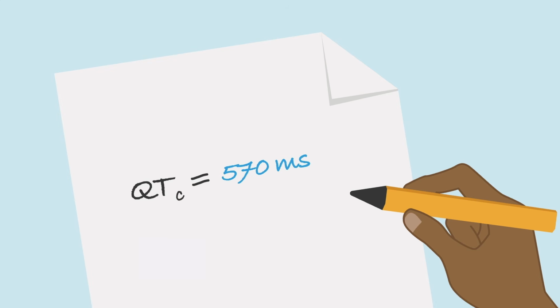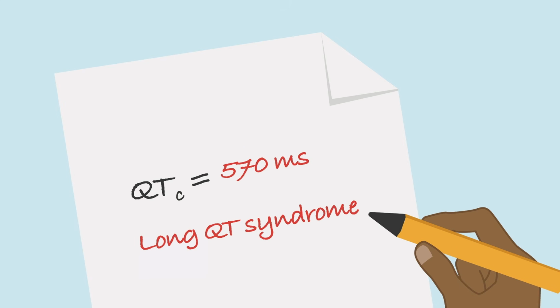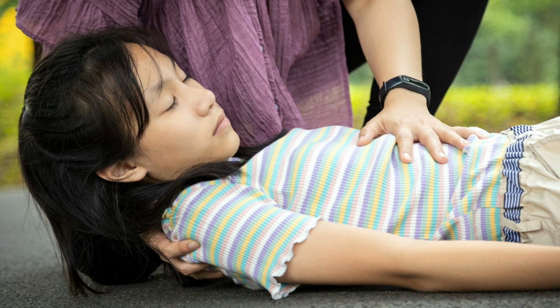Wow. If you remember, the QTc should be less than 470 milliseconds. This degree of QTc prolongation is diagnostic of long QT syndrome. Long QT syndrome is an inherited heart rhythm disorder that can cause sudden death from malignant ventricular arrhythmias.